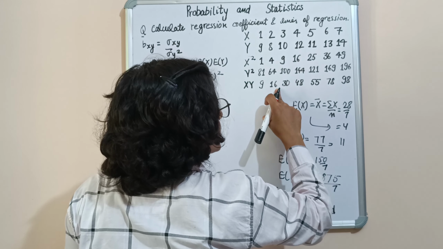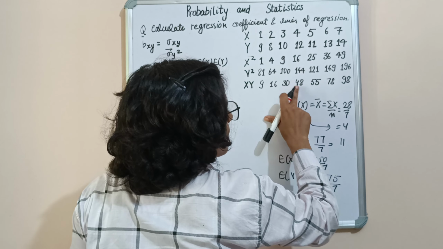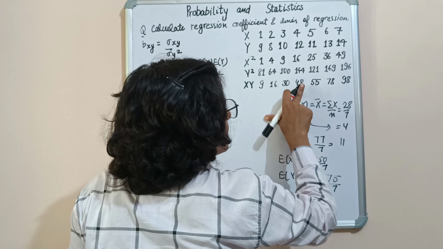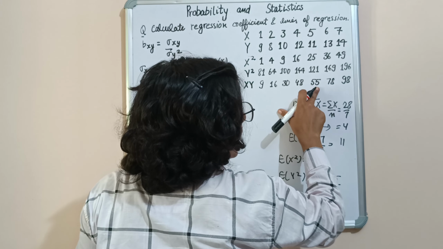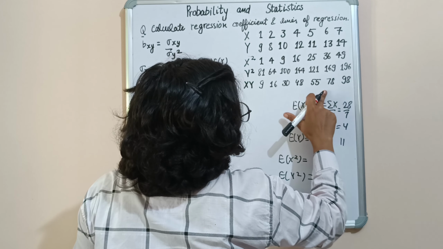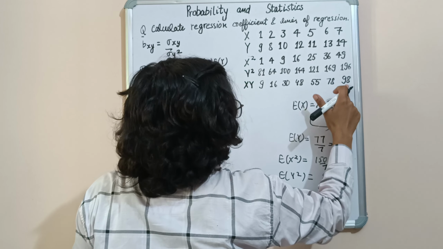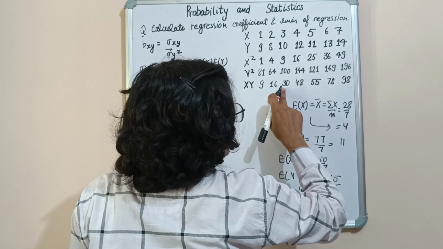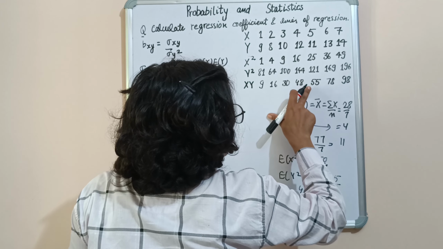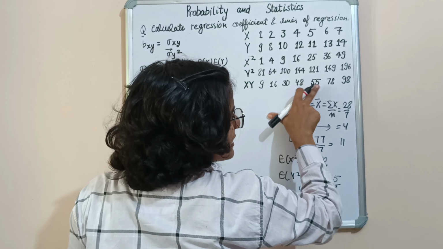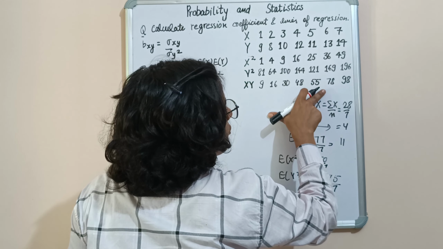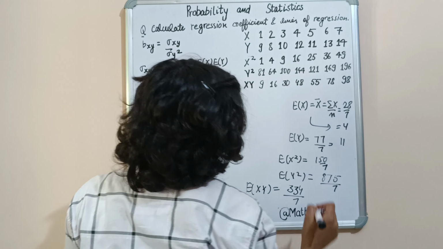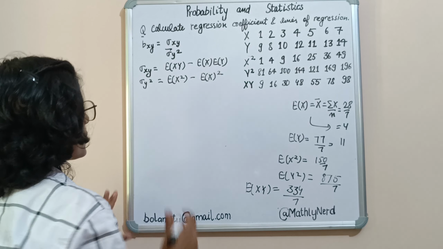9, 9 and 6, 15, 15 and 8, that will be 23, 28, 28 and 8, 36, 36 and 8, 44, 44 and 5, 5 and 3, 8, 8 and 4, 12, 12 and 5, 17, 17 and 7, 24, 24 and 9, 33. Now we have to just put these values.